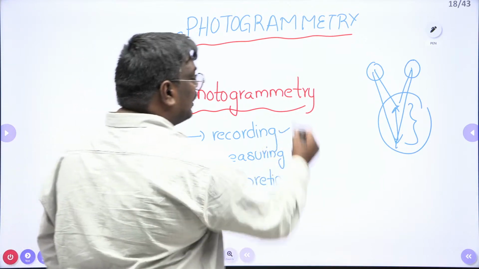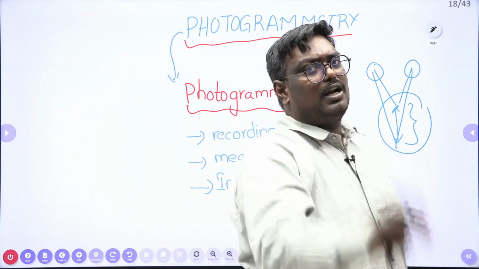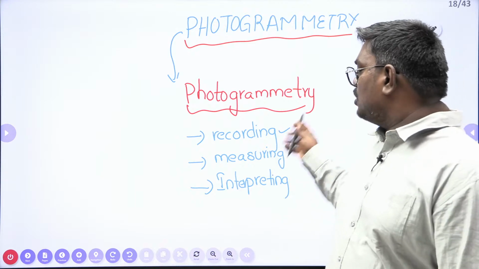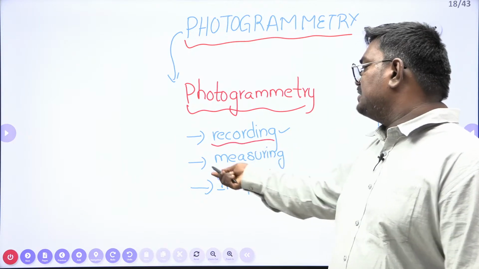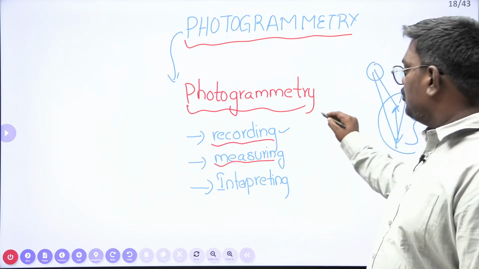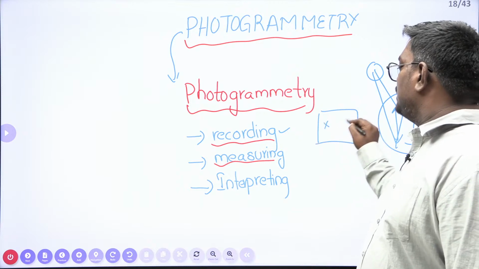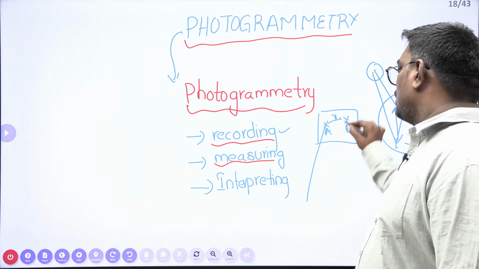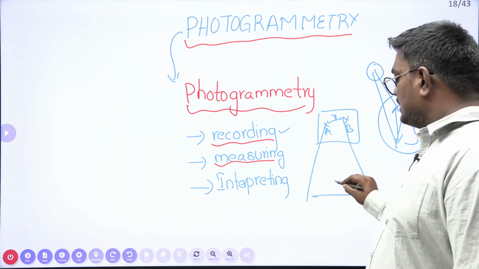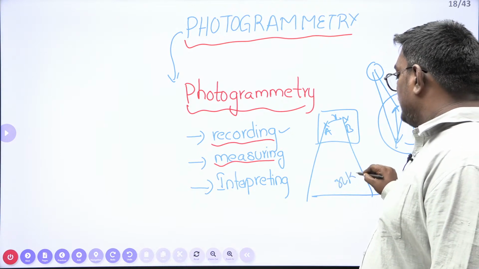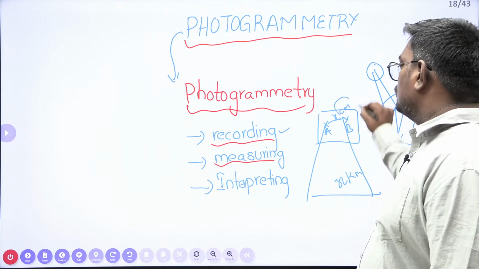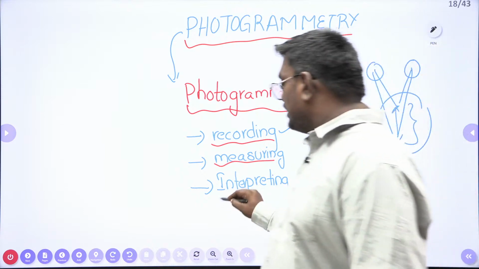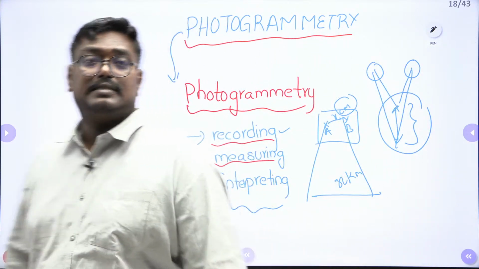Now, how do you record? Using a camera, you record the things. And how do you measure? In a photo, if you measure the distance between 2 points, you get some x, but on the ground you measure it as some x kilometers. Here you measure it in centimeters. So you do interpolation using the scale.